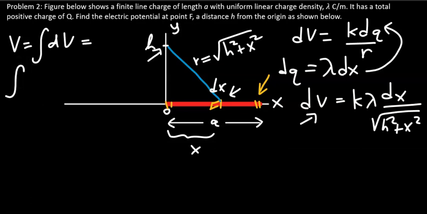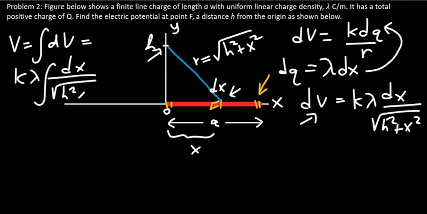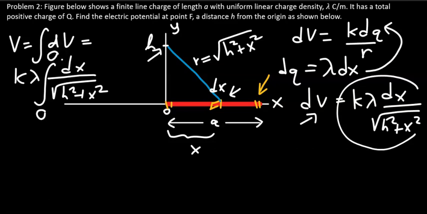And since dV is k lambda dx over square root h squared plus x squared, we can take k lambda outside as constants. All you have to do is to integrate this expression covering the entire line charge, which means x will run from 0 until a. So 0 is the lower limit, a is the upper limit for the variable x.